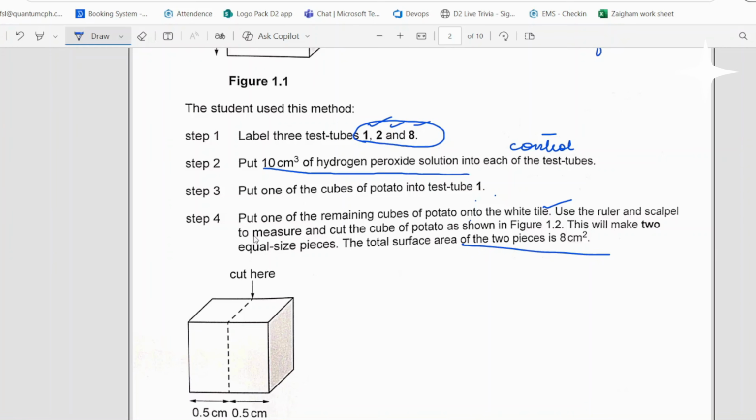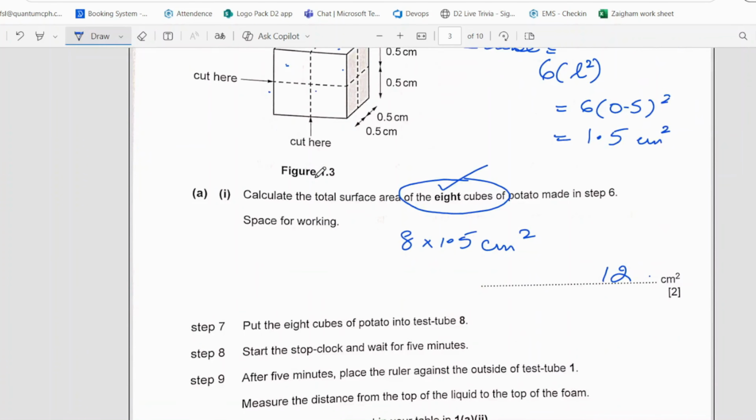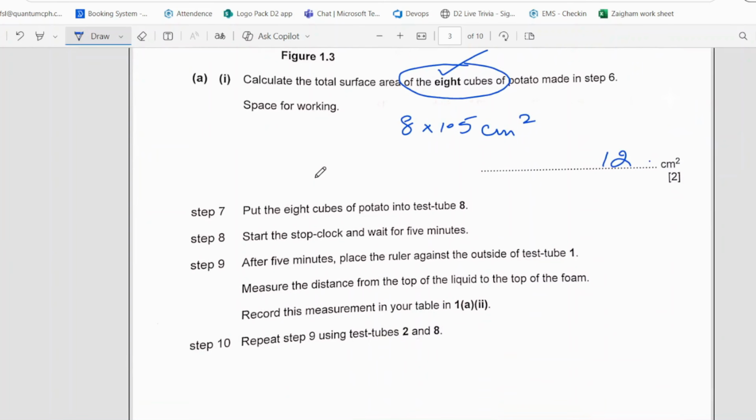Use the ruler and scalpel to measure and cut the cube. This will make 2 equal sizes, and the total surface area is this. Next, they take the other cube, cut it into more smaller pieces, and you have to calculate the surface area. After cutting them, they start the stopwatch and check the activity in test tubes 1, 2 and 8, and the given time is 5 minutes. After 5 minutes, the height of the foam is measured and the reading is recorded.